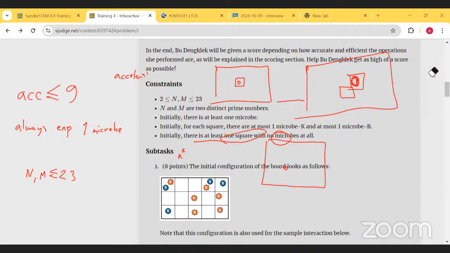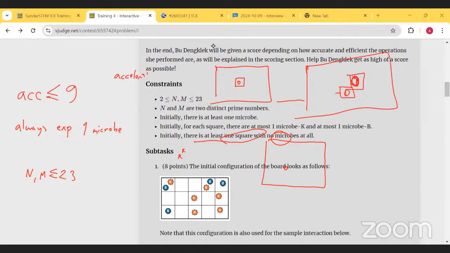And also about this location, if here is empty, there is no problem. But if there is a microbe here, then here must be only one microbe. That is microbe K. And it is impossible for microbe B to be here. Okay.